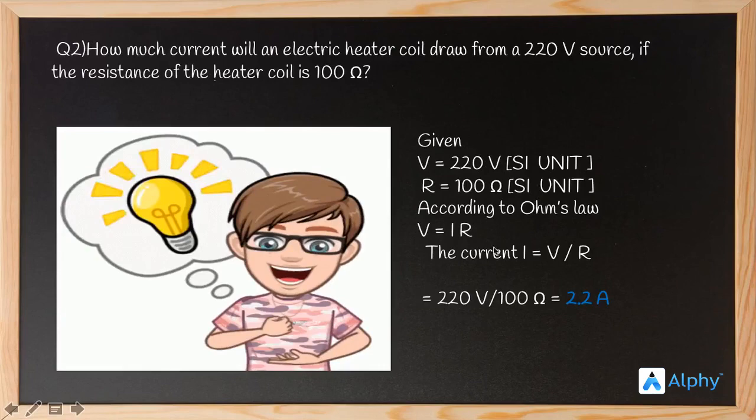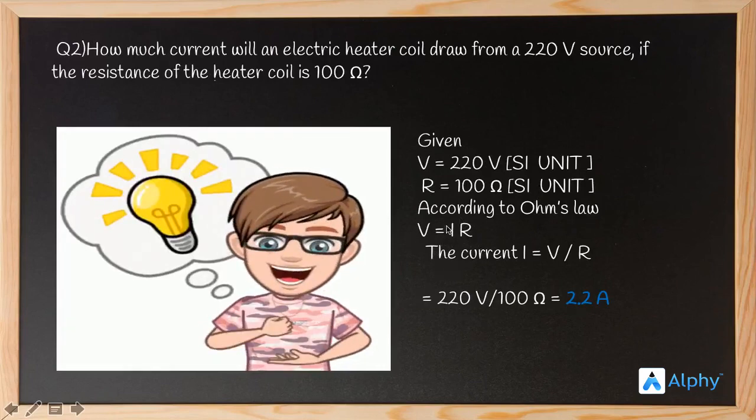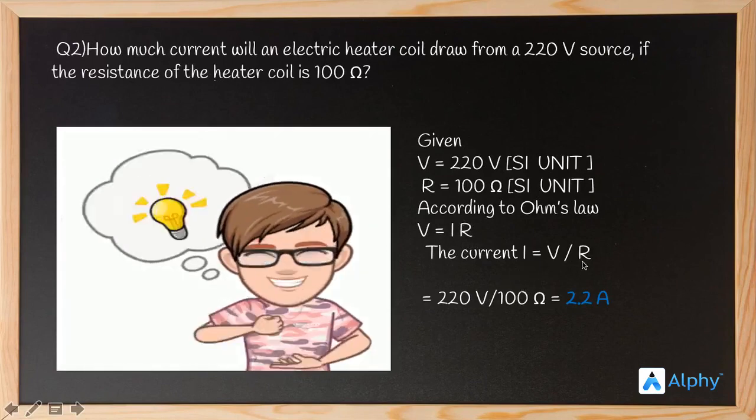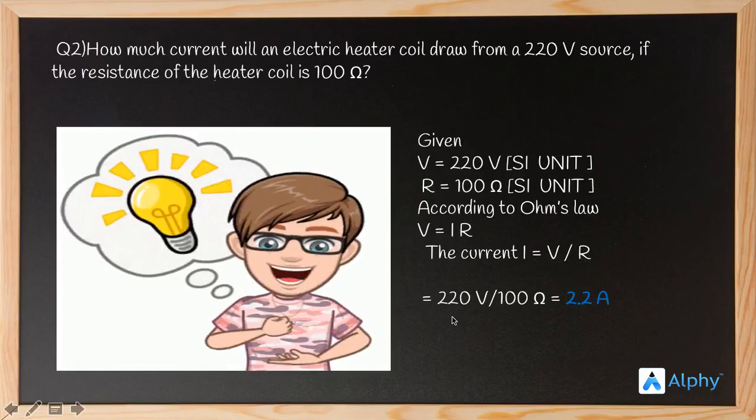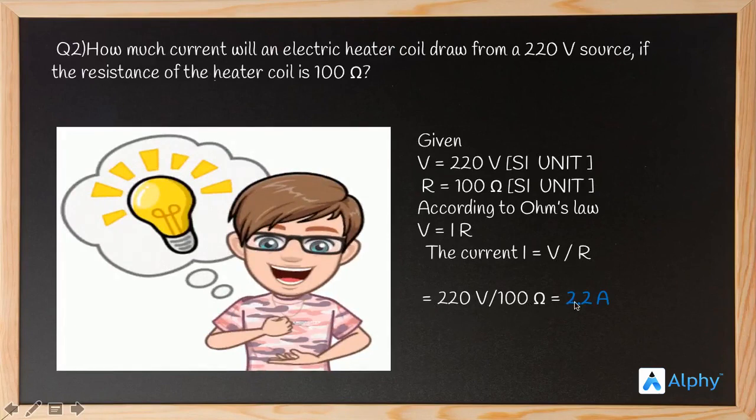Same unit system. Now we know Ohm's law, that is V is equal to IR. So we need to calculate the current. V by R is equal to I, so I is equal to V by R. V we know is 220 volts and R is 100 ohms. So 220 by 100, if we calculate, we get 2.2 amperes. So that is the current drawn.